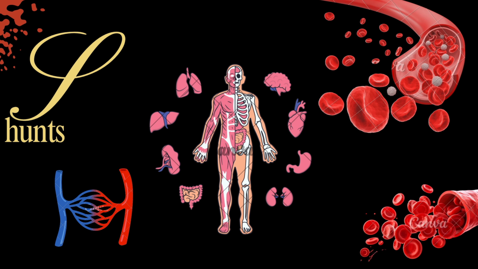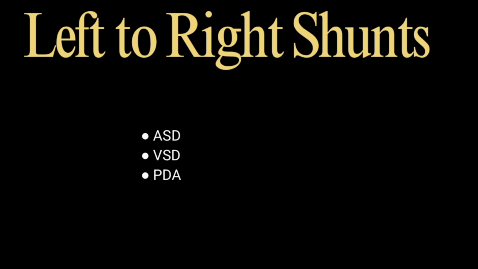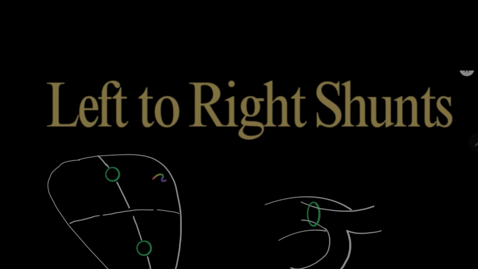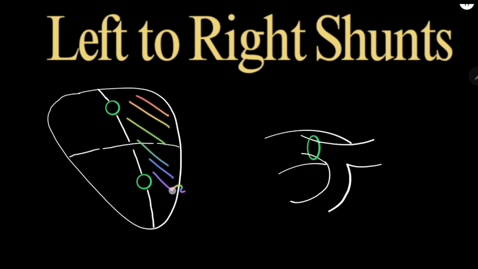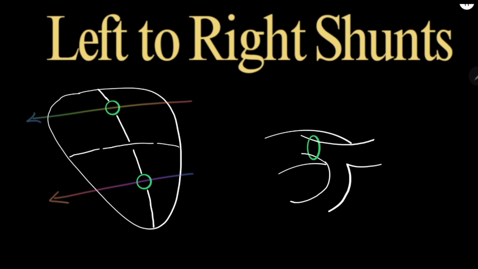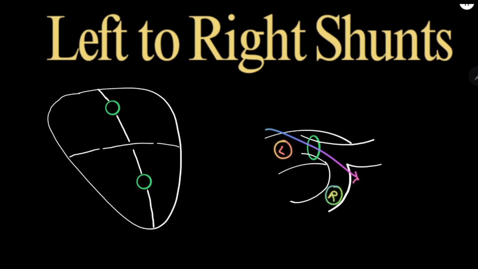Moving on to the shunts, we will be starting with left to right shunt, so it's easier to understand the right to left. We all know the left side of the heart is high pressure compared to the right side, which is low pressure. So if there is any opening between the two sides, the blood will flow from the high to low pressure, that is from left to right. This is exactly what happens in ASD, VSD and PDA.